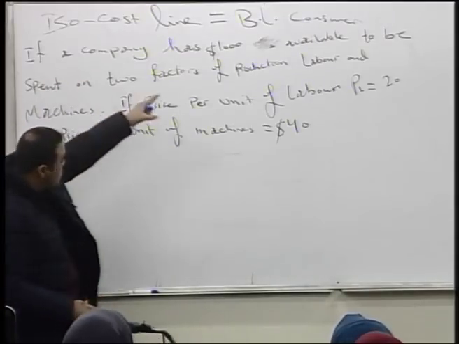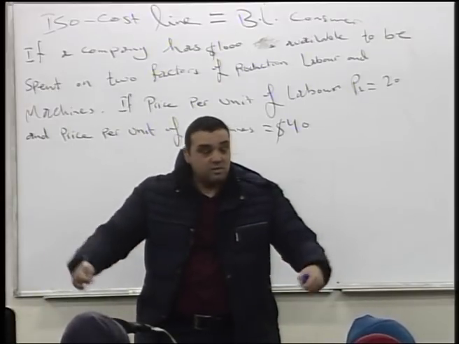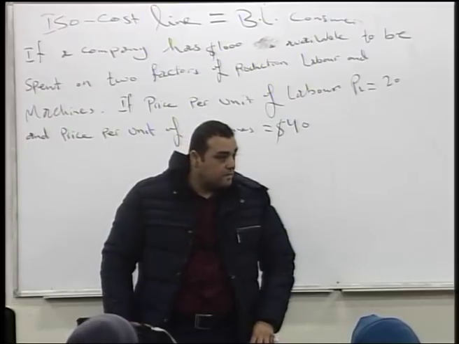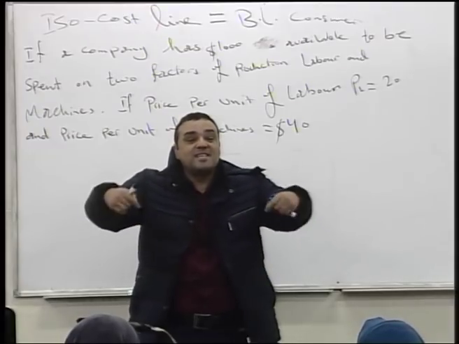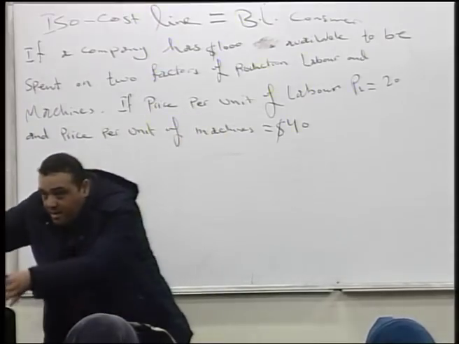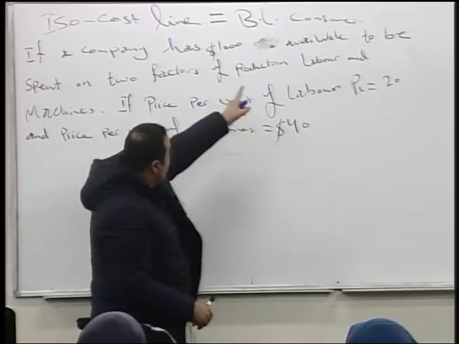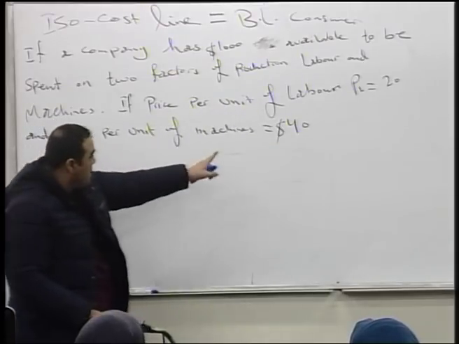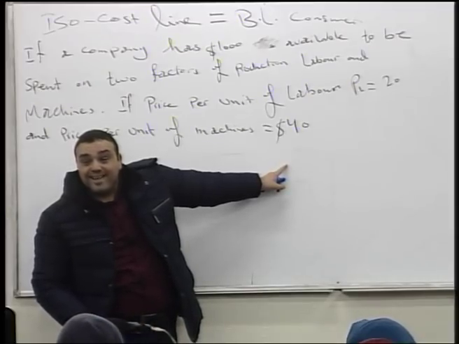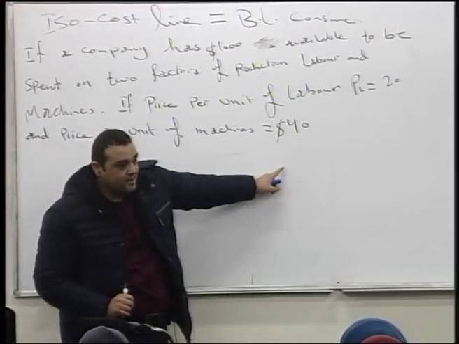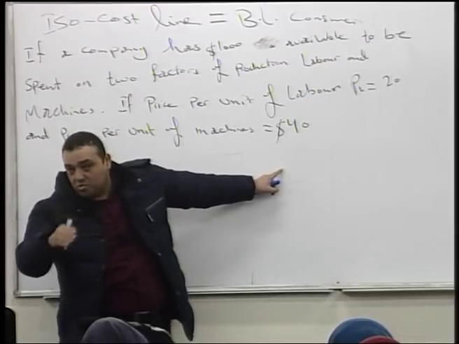The total cost is quite similar to the consumer income, which is spent to buy different bundles of goods. Now we have the producer, and this producer tends to allocate his total cost to buy labor and machines. If the price of L equals $20, and the price per machine equals 40, derive the budget line for the producer, the ISO cost line, the ISO cost line formula, and draw it.